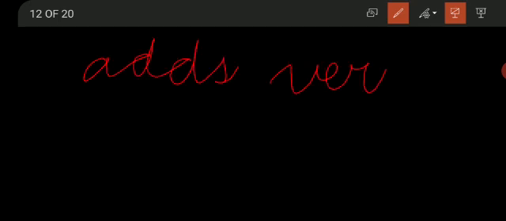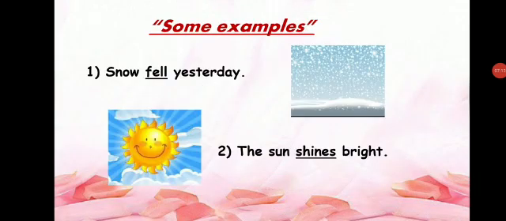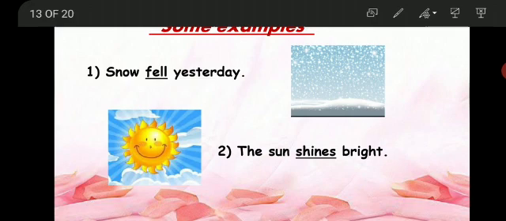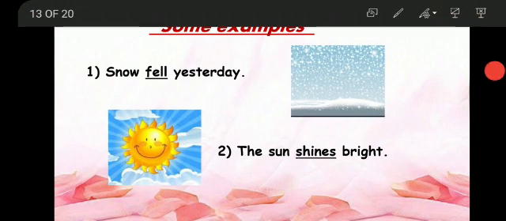Do you know what adverbs are? Adverbs are the words that add something to the verb, that qualify the verb. Now let's have some examples. Snow fell yesterday. In this sentence, fell is the verb, snow is the subject. Now there is no object here. So such a verb becomes an intransitive verb.